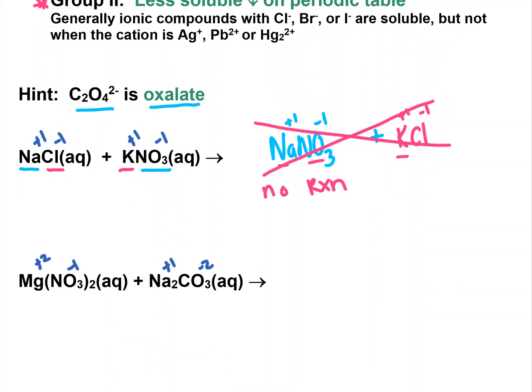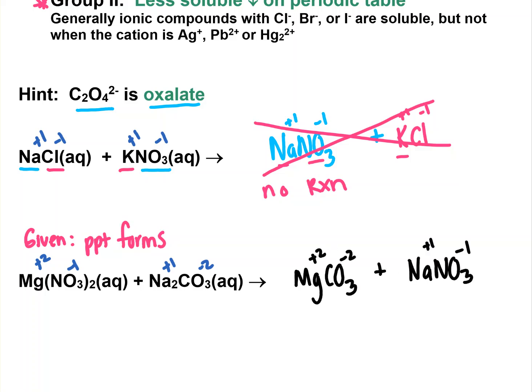And let's just say it was given, but maybe you perform the reaction and you see that there is a precipitate, then you can write what the products are. So magnesium would go with carbonate. Okay, and that's a good formula.